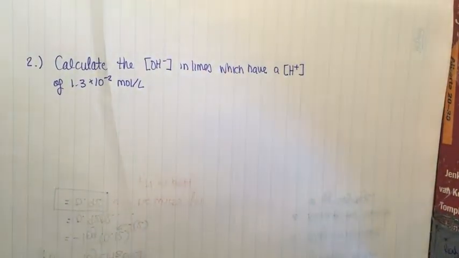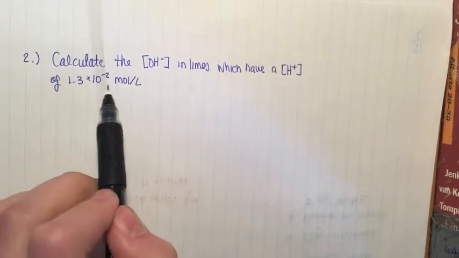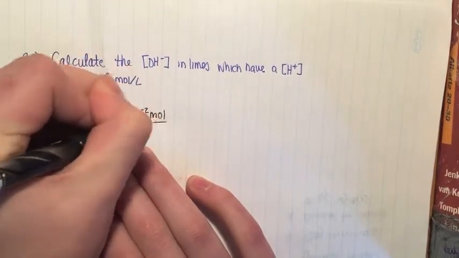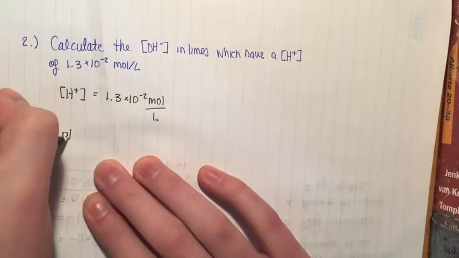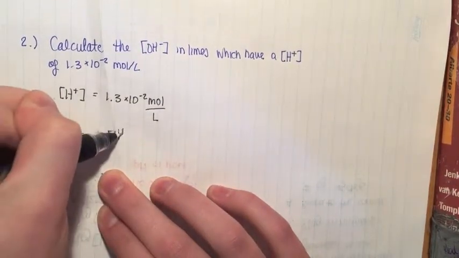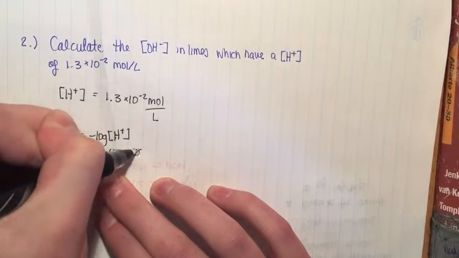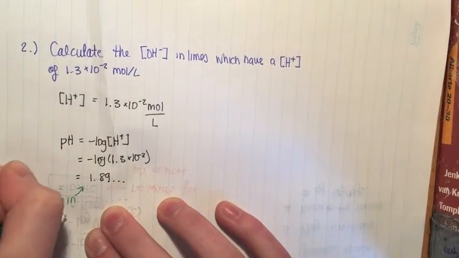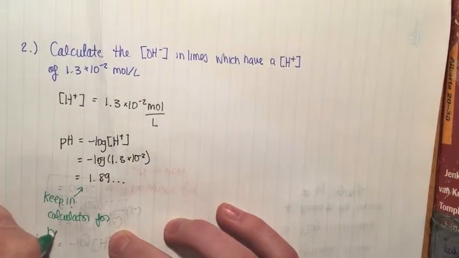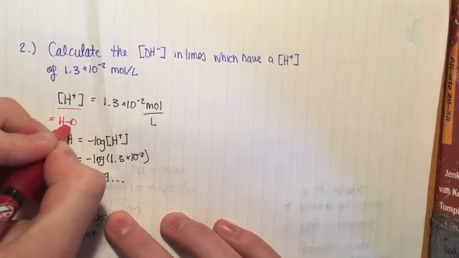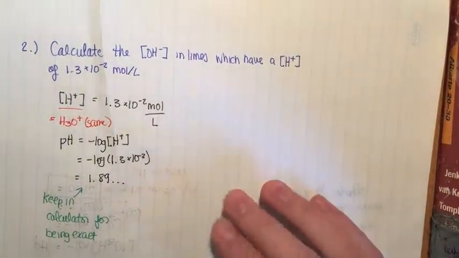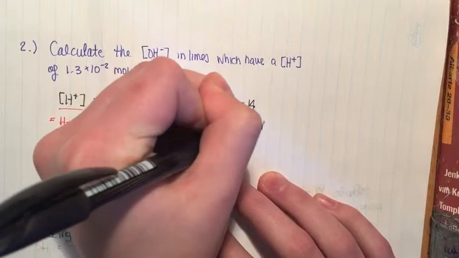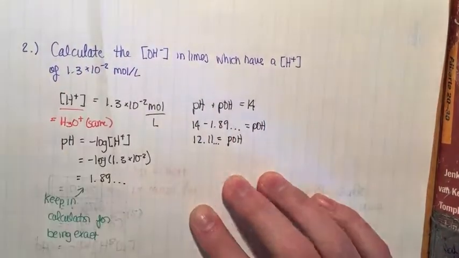Moving on to the next question, we need to calculate the OH in limes, which have an H plus of 1.3 times 10 to the negative 2 moles per liter. Writing out our information, we are given the H plus, and we want to convert it to pH to begin with. Plugging in that number to your log function, you're given a big pH, and it is important to remember to keep all the decimals in your calculator, to give you the most accurate number. Also, on a side note, H plus and H3O plus are the same thing. It's the same concentration. So moving on, we need to find the pOH.